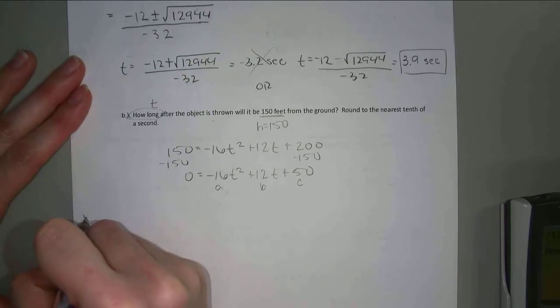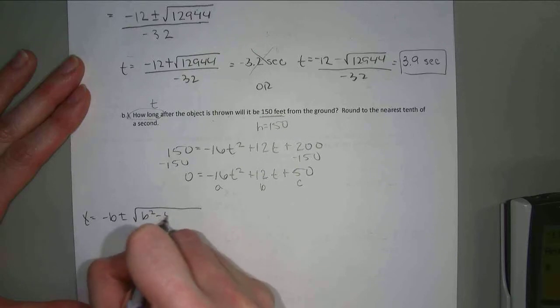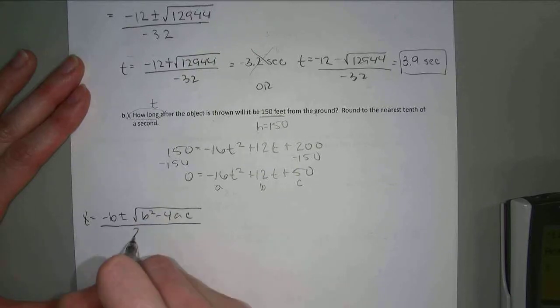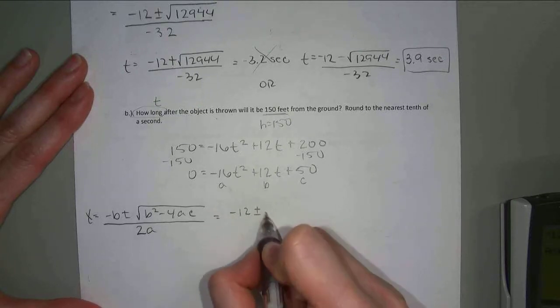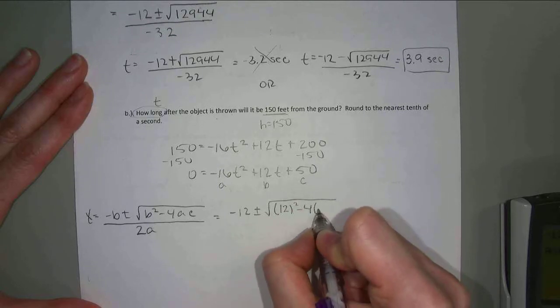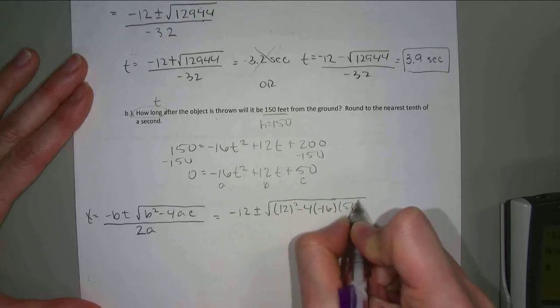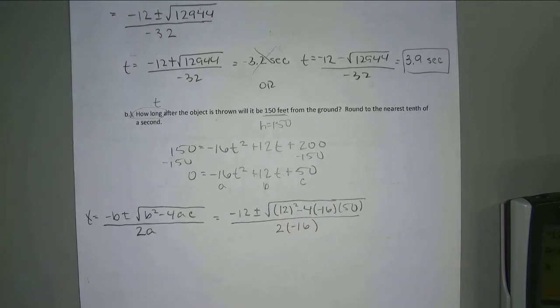So again, t equals negative b plus or minus the square root of b squared minus 4ac all over 2a. And that will be negative 12 plus or minus the square root of 12 squared minus 4 times a, which is negative 16, times my c of 50. So that will be a lot smaller. Over 2 times a, or 2 times negative 16. So I'm just plugging it all in, okay? So I'm using that quadratic formula. t equals negative b plus or minus the square root of b squared minus 4ac all over 2a.